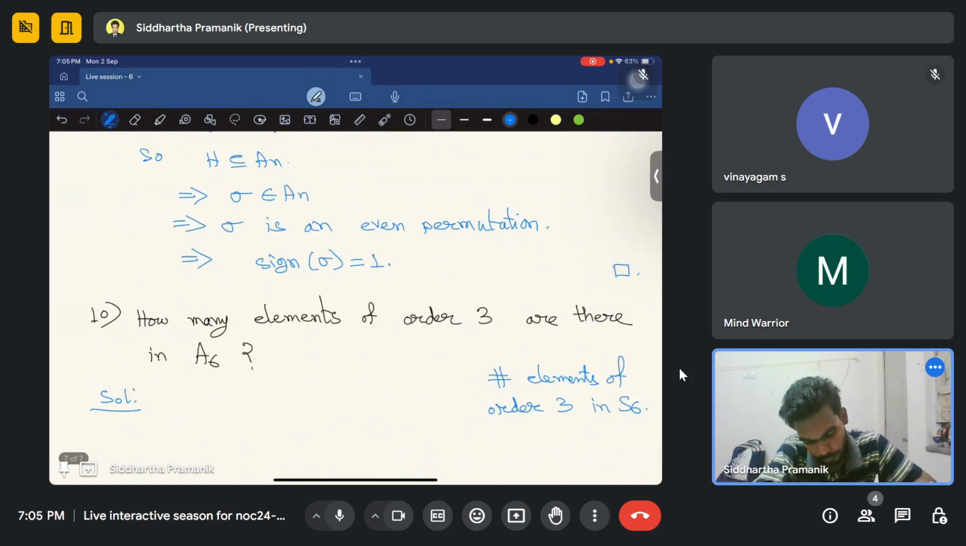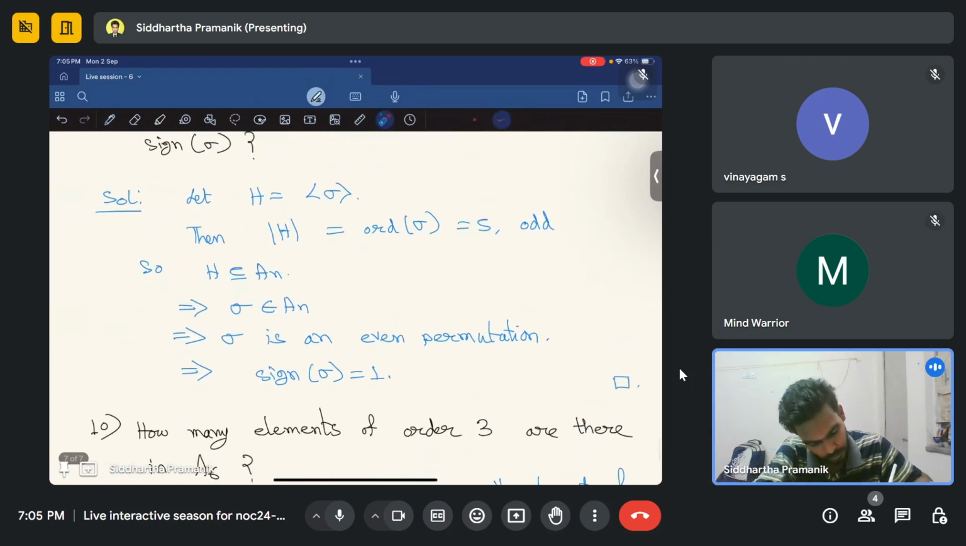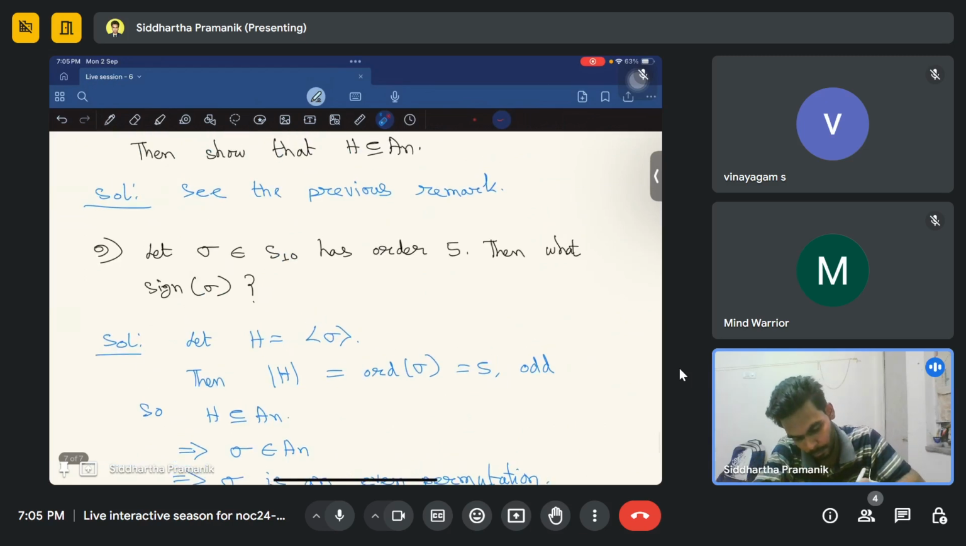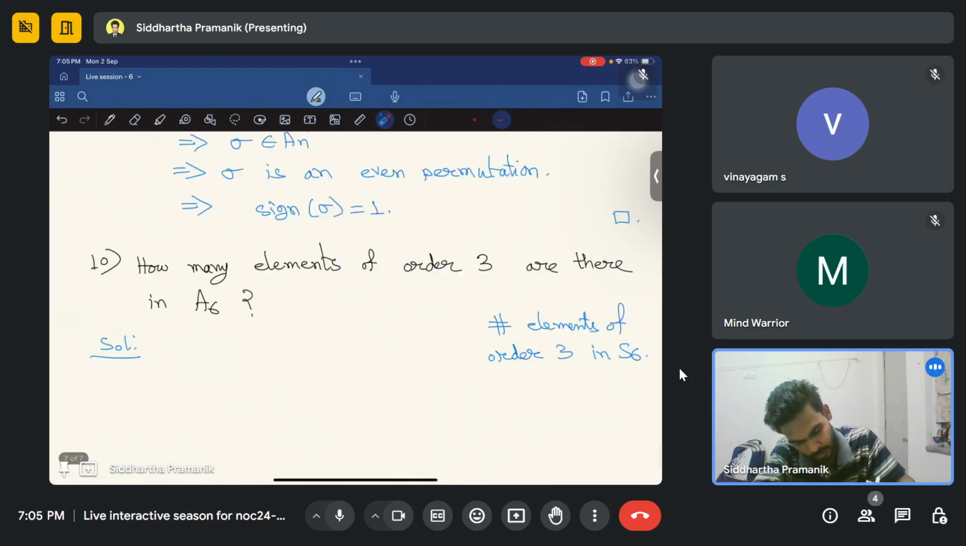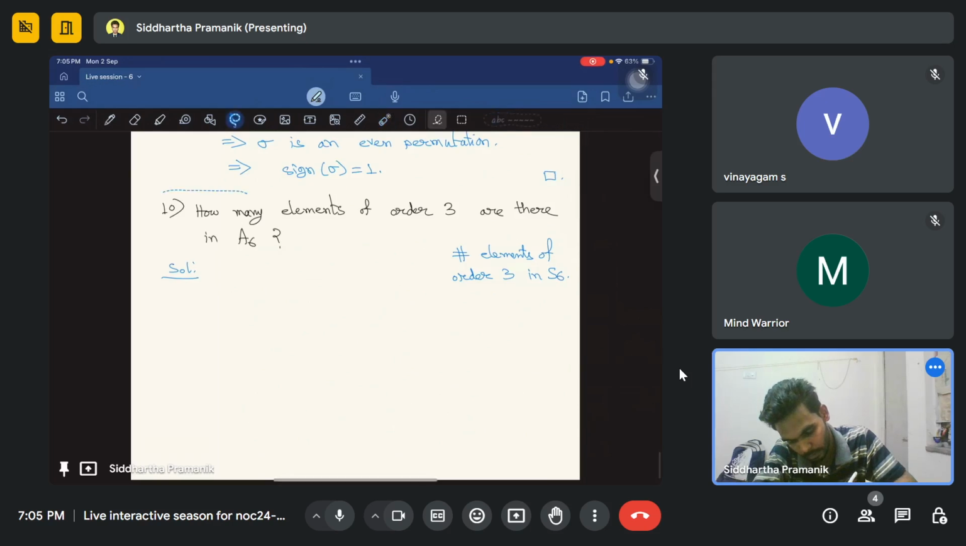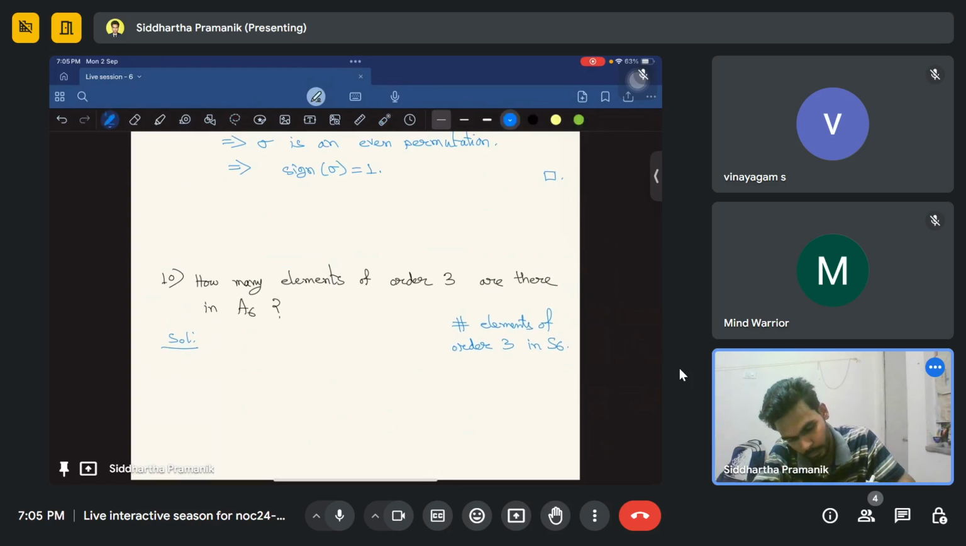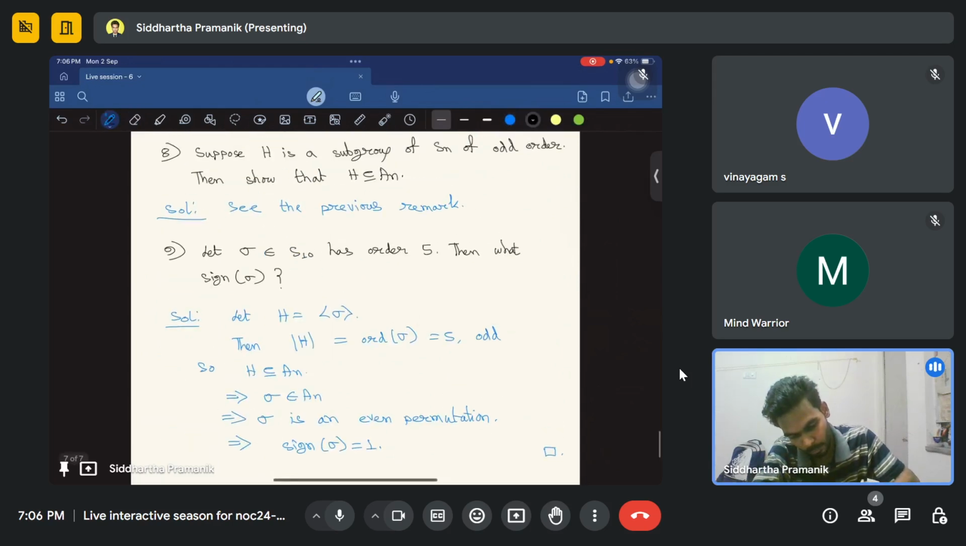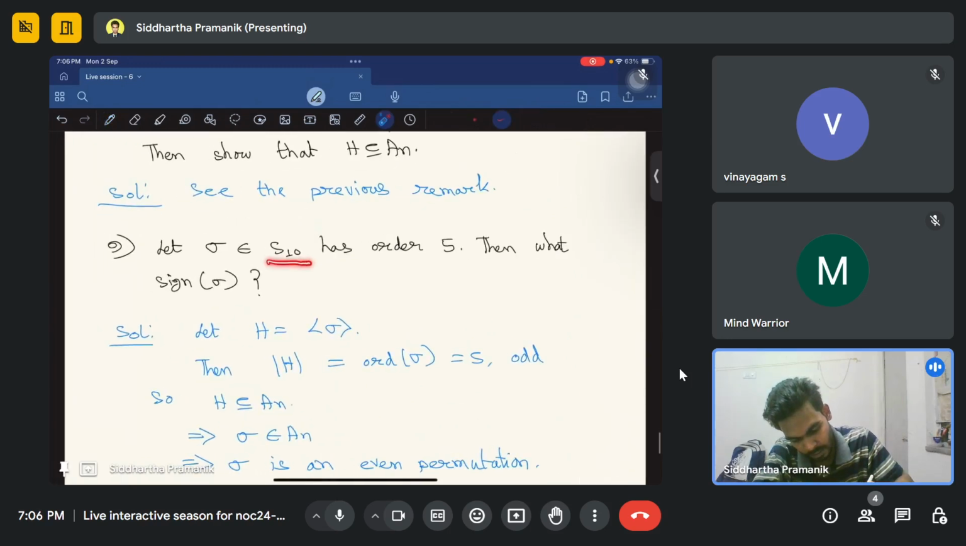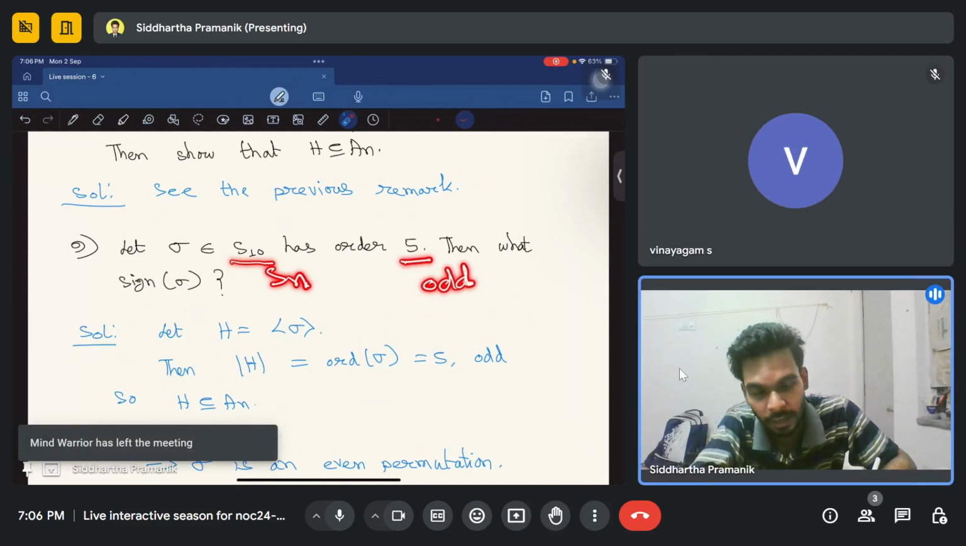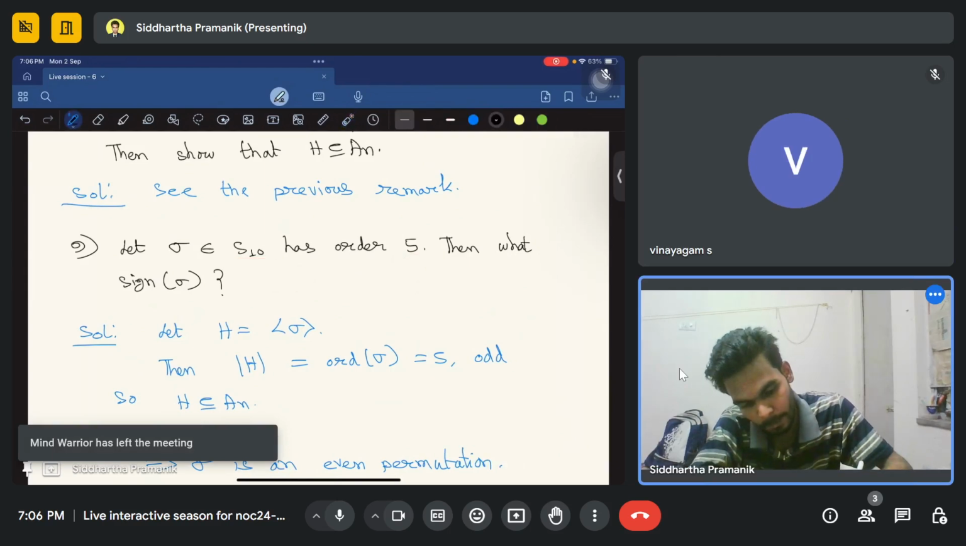Okay, first of all, observe that 3 is odd. So if we use the earlier problem, it is more general. Actually, let me put that remark, then I will come back to this problem. So in this problem, instead of S10, if we take Sn, and instead of 5, if we take any odd number, then also this result is true in a similar way.